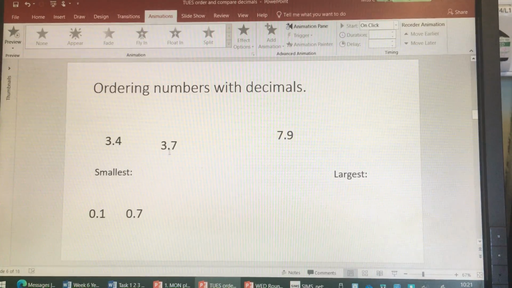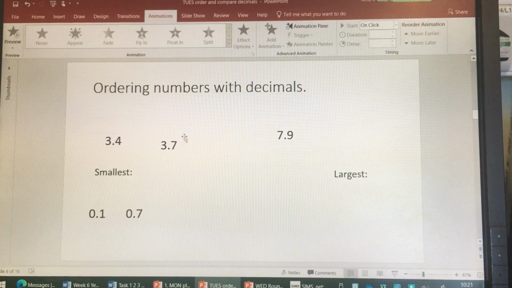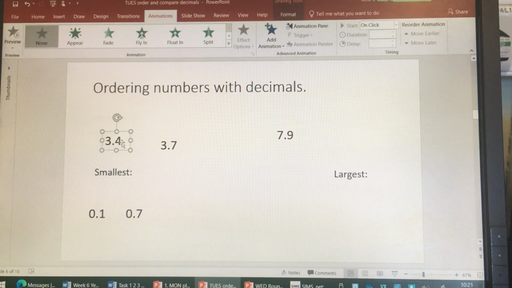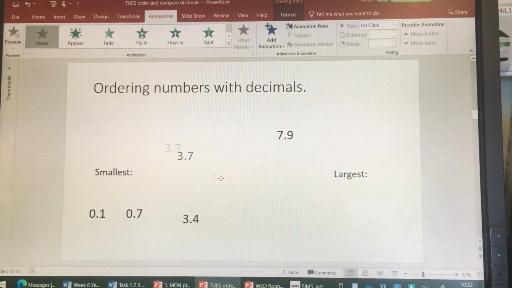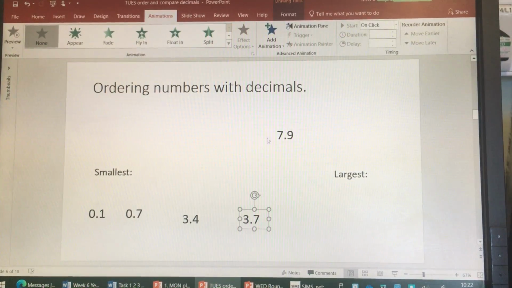Next, I know that these 2 will come because they've got 3 ones each. But to decide which order they go in, I'll look at the tenths column. Now this one has got 4 tenths and this one has 7 tenths. So this one comes next. Okay, and then it is this one. Now this one is the largest because it has the largest amount of ones. It has 7 ones.